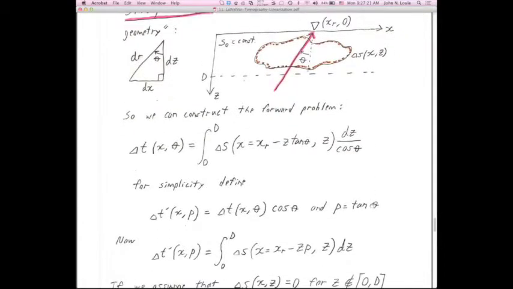All right, so here's the simplest possible forward problem. Delta t as a function of x and theta is equal to the integral over z, between 0 and d. Instead of integrating over r, we're going to integrate over z, so to get dz from dr, we have to divide by cosine theta. We're going to integrate through all the delta s's along a ray, which is traced via x equal to x sub r minus z times tangent theta, at z.